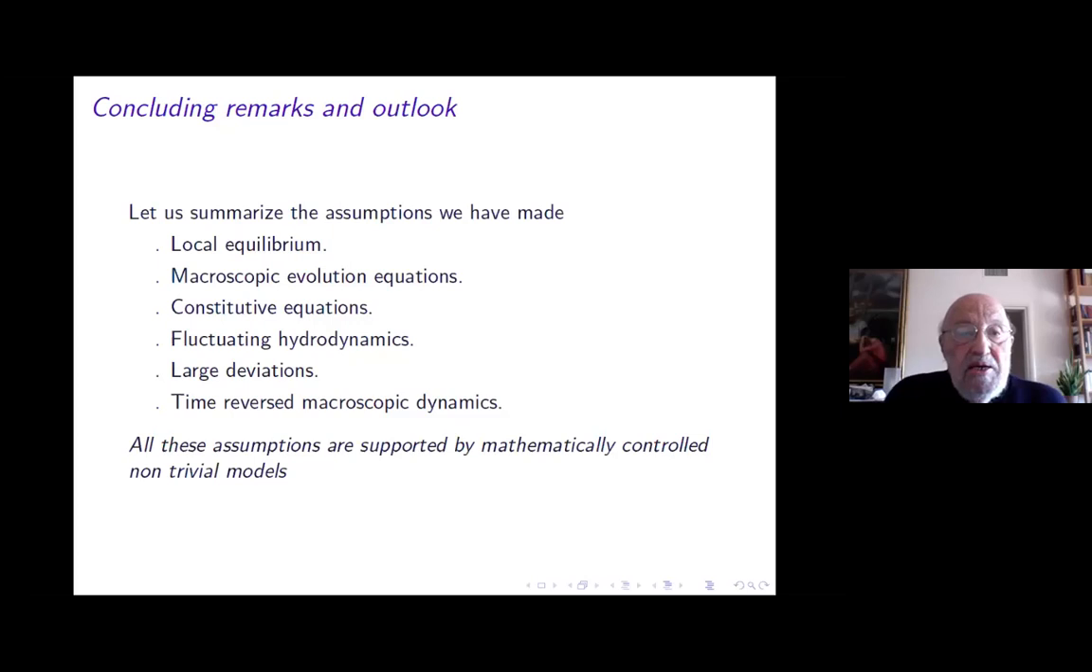Now, let me summarize what we have been seeing. So let's summarize all the assumptions we made: local equilibrium, macroscopic evolution equation, constitutive equations, fluctuating hydrodynamics, large deviations, time-reversed macroscopic dynamics. All these assumptions are supported by mathematically controlled non-trivial models. And I think this is very strong, because think of the role played by the Ising model for the equilibrium situation and what we have learned about phase transitions, both far from the critical point and at the critical point with the renormalization group from the Ising model.